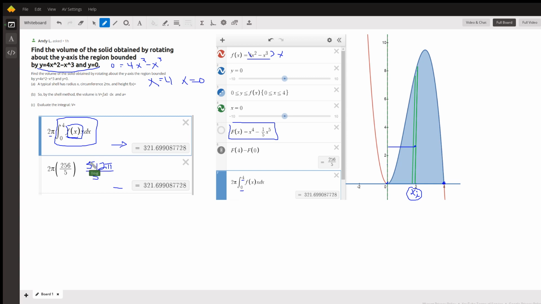That's probably the answer that they're looking for, part C. Shell method, a is 4. That was the right-hand endpoint, because they say we're going from, it looks like this is intended to be 0 to a. And of course, f of x is 4x squared minus x cubed.